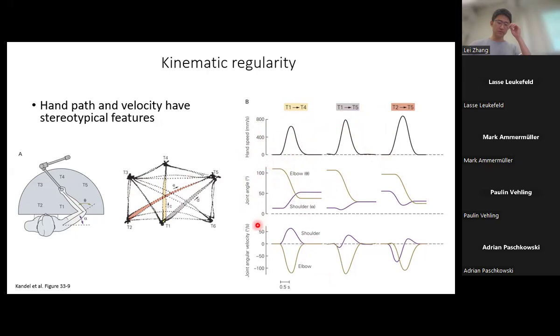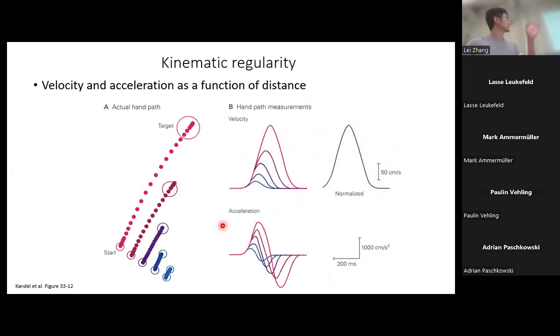And let's dig a little bit further into this. Here, if we vary the distance and we look at different velocity profiles, you start from different distances. And we can see it's also independent of the target size or target distance.